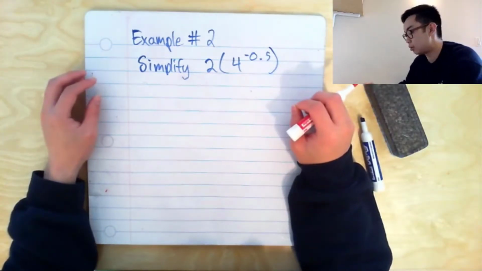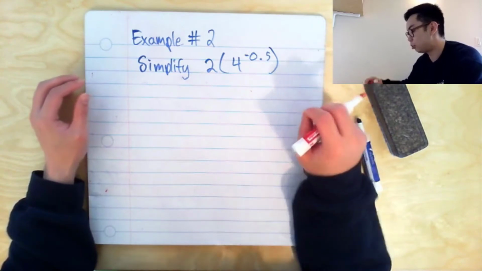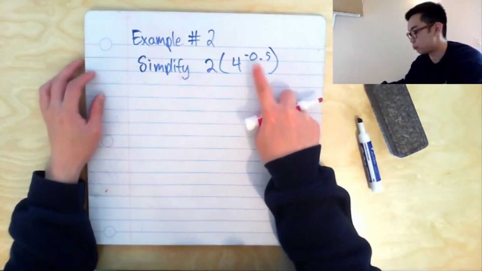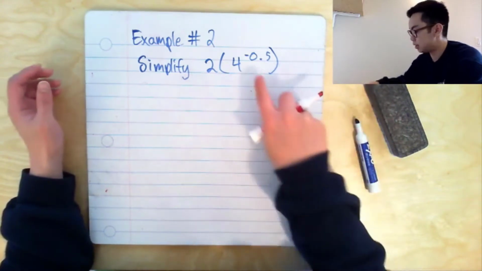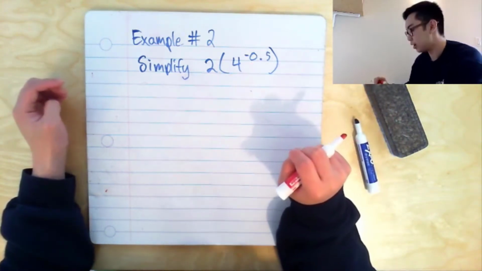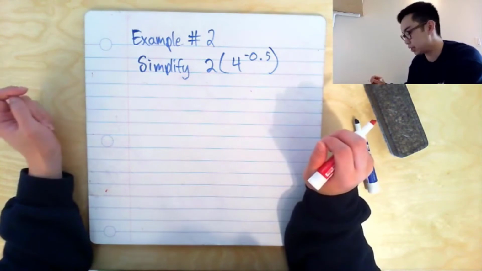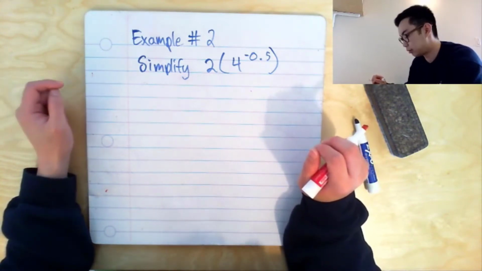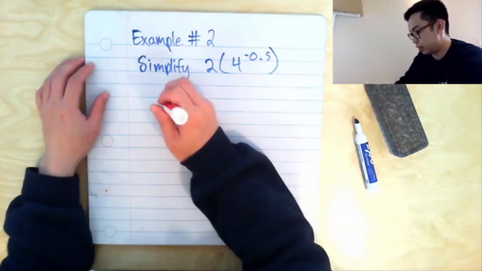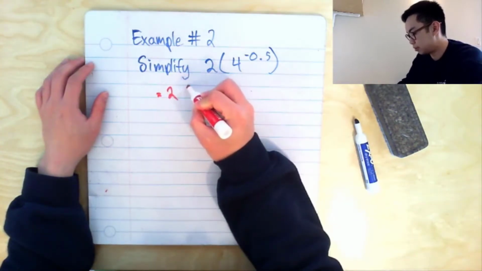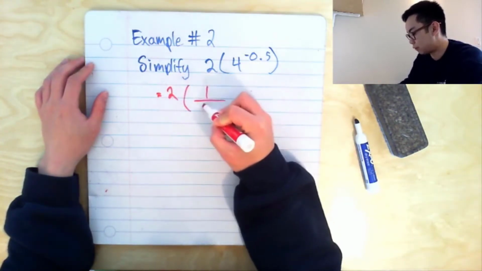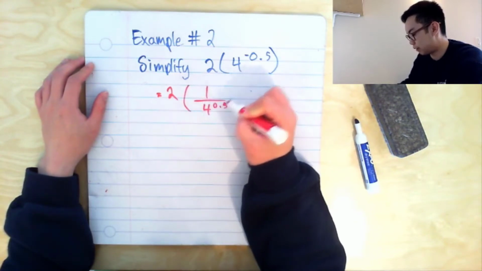Okay, I'm now looking at a very similar example where I have a base of 4 raised to a negative exponent. The first thing I'm going to keep in mind is I'm going to remove the negative, and then next I'm going to be taking the reciprocal of that number. Well, this is going to leave me with 2 times 1 over 4 to the 0.5.